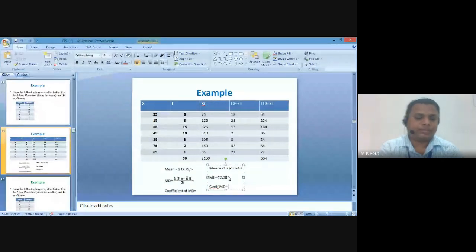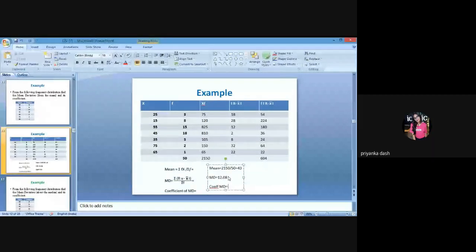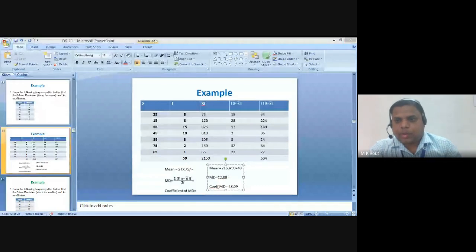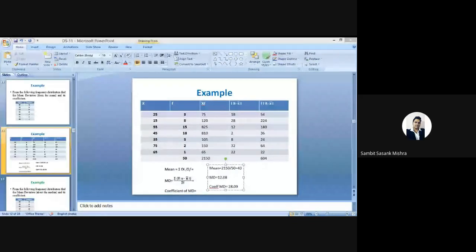What is the value? 28.09. Is it clear to all? Let's check who has finished this one. Samir Padi, what is your answer? Okay, Rajesh Patra has done. Raja Mahal. Sambit Misra, what is your answer for the coefficient of mean deviation? 28.09.